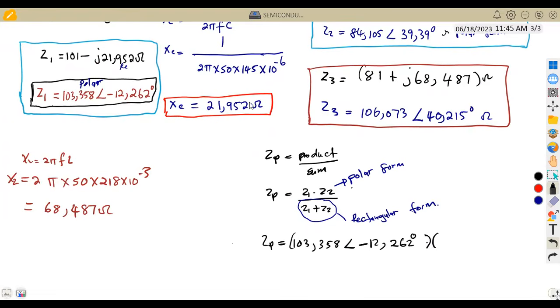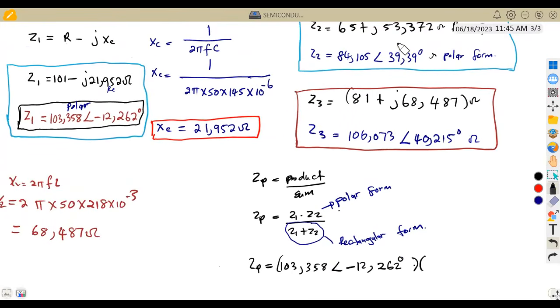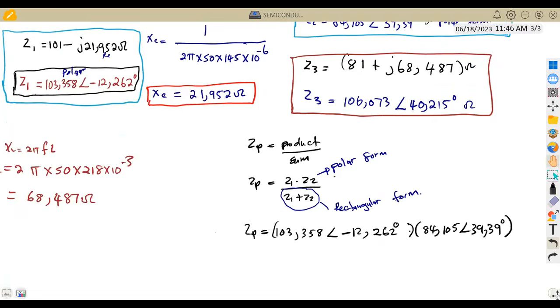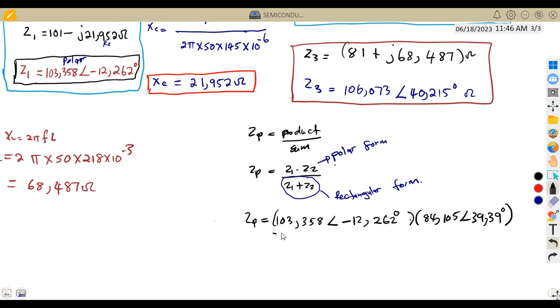Z2 also in polar form. Remember, we've got Z2 in rectangular and also in polar form, which is 84.105 angle 39.39 degrees, like this. All right. Then we divide by Z1 plus Z2. That is the product over the sum.